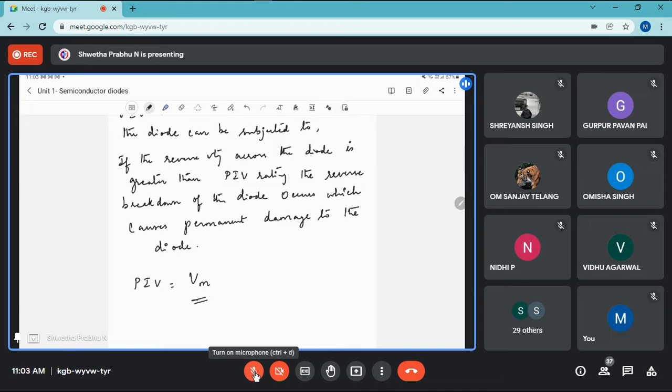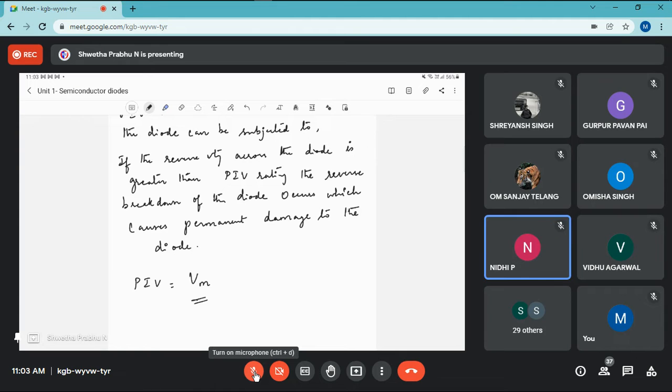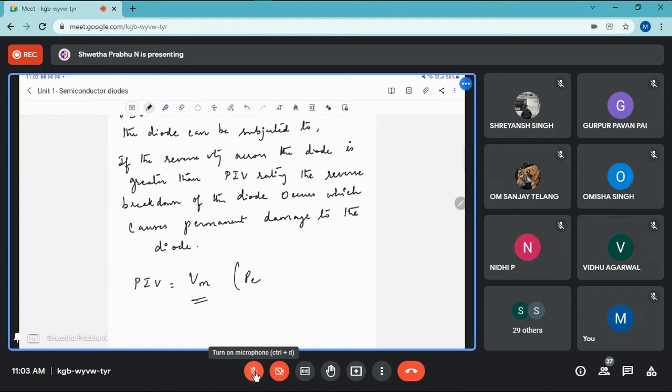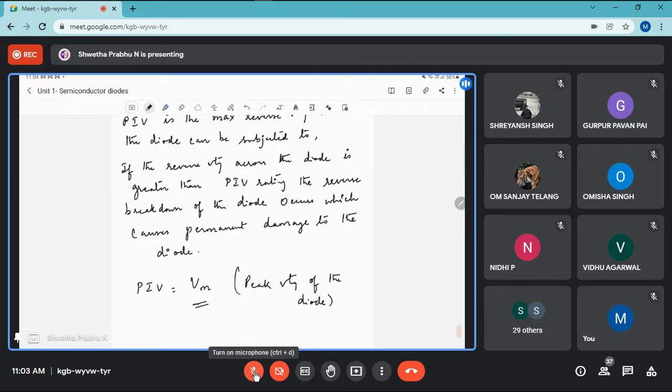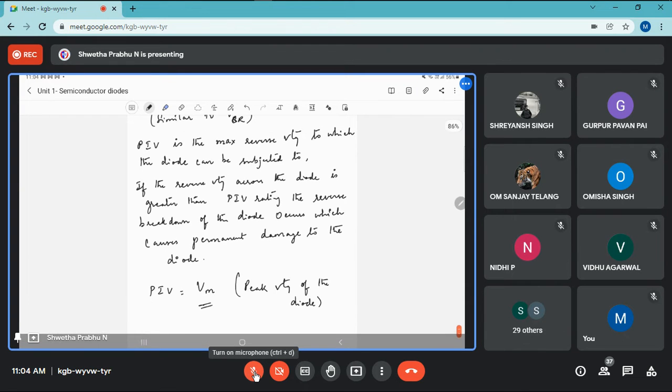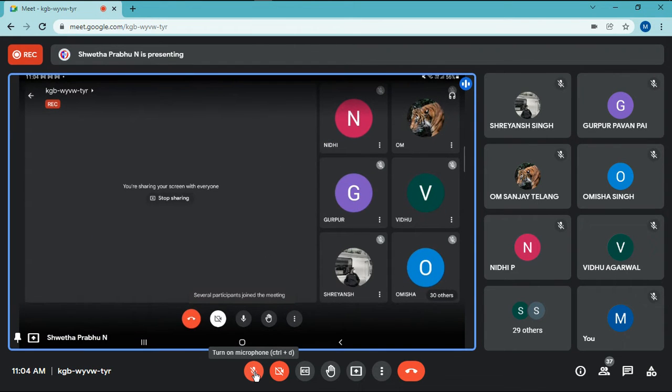What does VM represent? Can anyone tell me what VM represents? Peak voltage, ma'am. Yes, it is peak voltage. Please make a note of this. Just a second. Give me one minute.